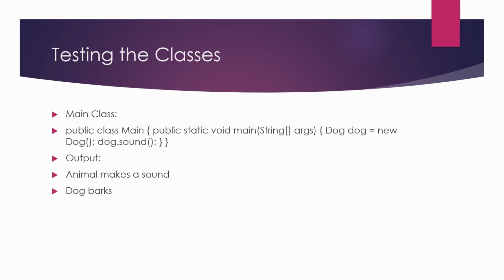Now let's test these classes in the main program. If we create an instance of Dog and call the sound method, it will first call the Animal's sound method through super and then add its own behavior.